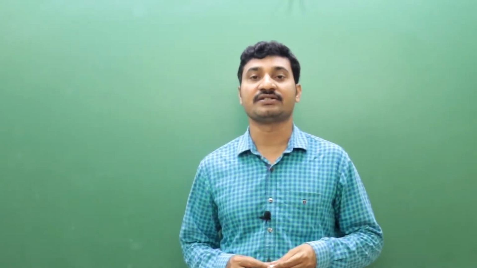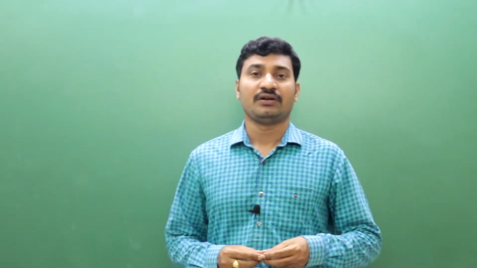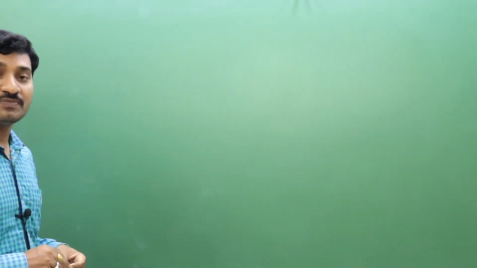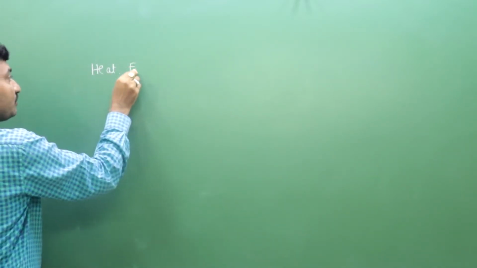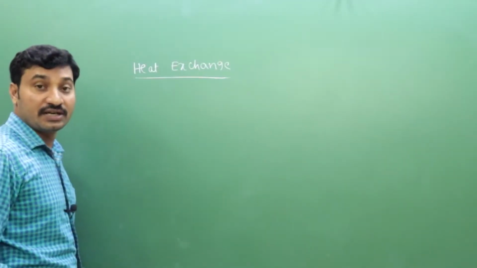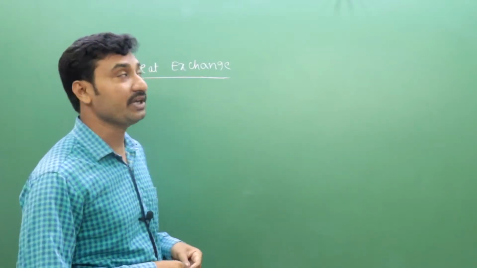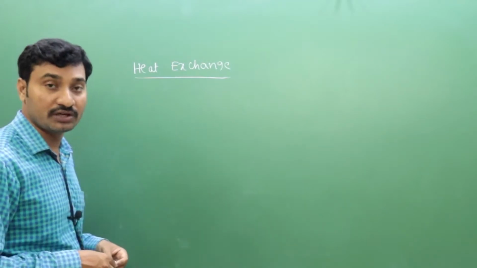Good morning everyone. In the previous class, we discussed types of chemical reactions: combination reactions, decomposition reactions, displacement reactions and also double displacement reactions. Today, we are going to discuss some other reactions. There are two types of reactions based on heat exchange: one is exothermic reaction, another one is endothermic reaction. Let us discuss what is exothermic reaction and what is endothermic reaction.